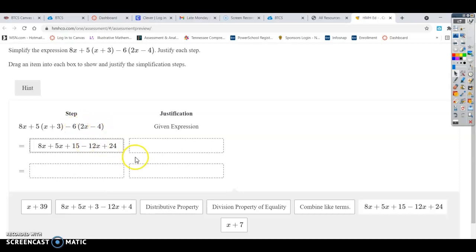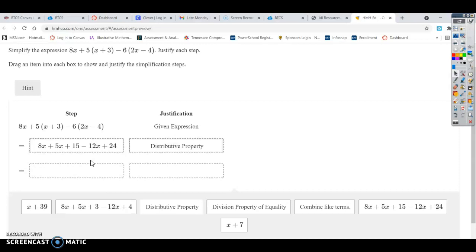Again, if you need to pause this, go ahead and do so. All right, so that is distributive property. And then after that, we are going to combine like terms. So we're going to combine all of our x's, and then we're going to combine just our numbers. So we're going to have 8x plus 5x, and then minus 12x.